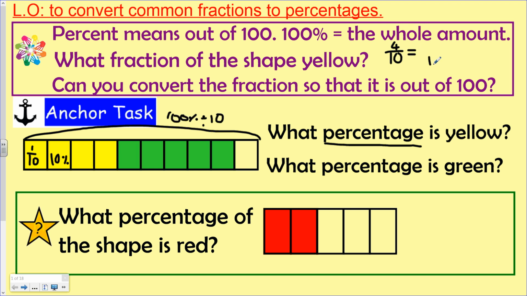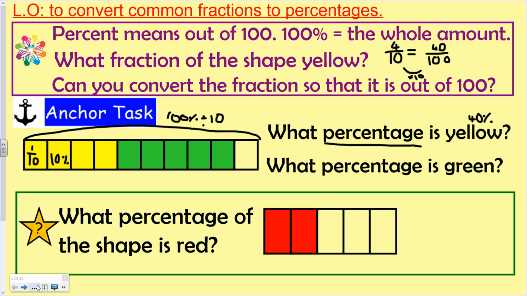So how do we make 4/10 into a percentage? Well, I need my denominator to be 100, because percent means out of 100. So how can I change it? Well, I can times that by 10, and whatever I do to the bottom, I do to the top. So my top becomes 40, which means it's 40 out of 100, meaning that the percentage of yellow is, in fact, 40%.